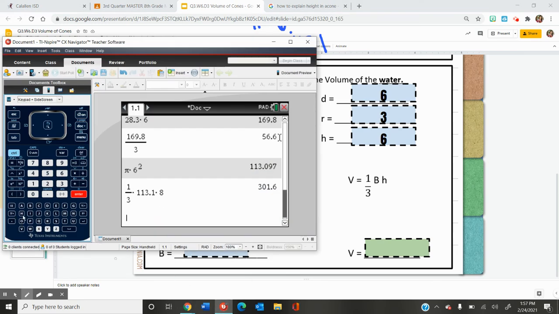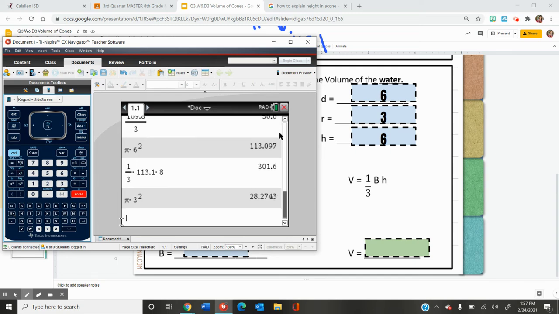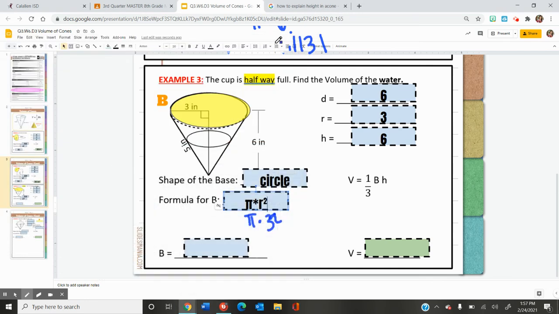So going to my calculator, I'm going to type in pi times 3 squared. And I get 28.2743. So I'm going to round to the tenths place, and this will now become 28.3.